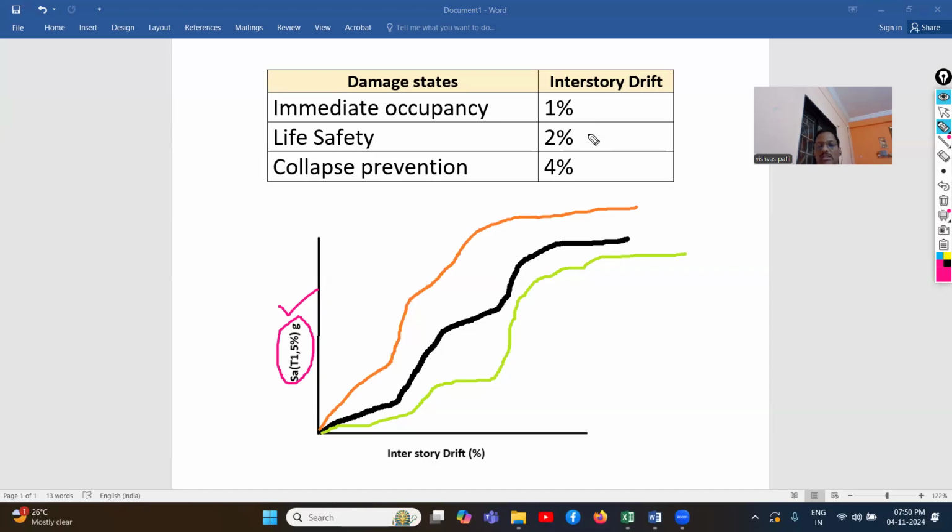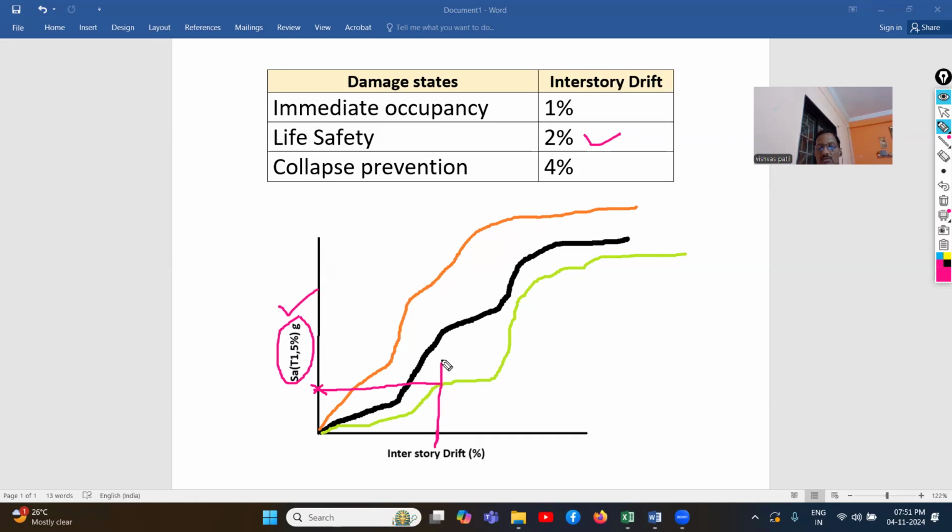Our focus is to construct a fragility curve for life safety, which is said to occur when interstory drift reaches 2%. So in the curve, just read the value, for example at 2%. For 2% drift, for the first ground motion, what is the value on the y-axis? This will be the spectral acceleration value for the first curve.